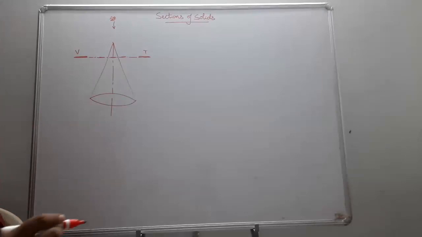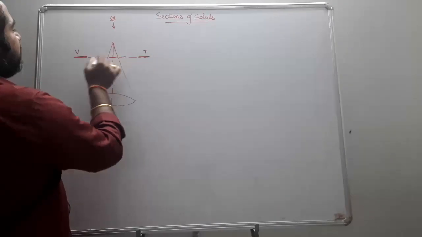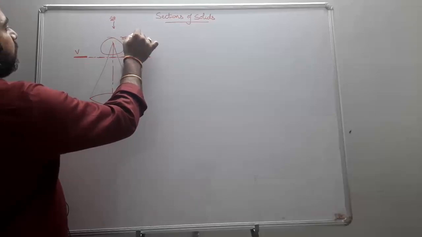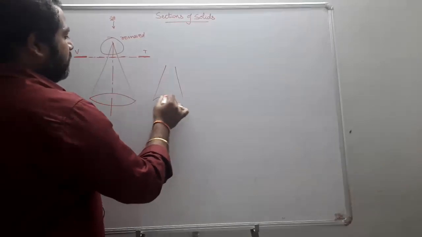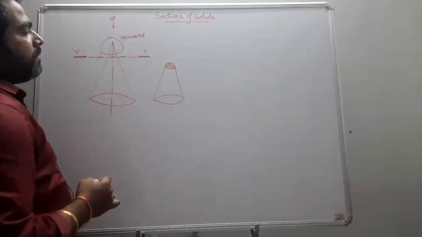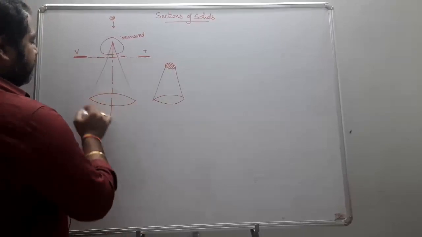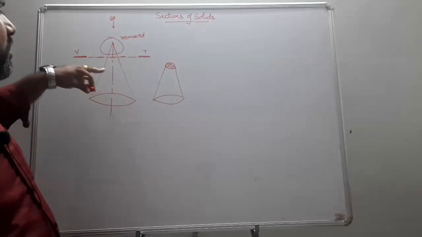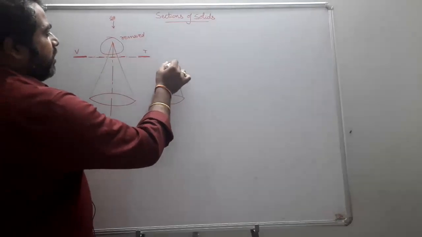Always remove the portion between the observer and the cutting plane. Here is the observer, here is the cutting plane, so this portion between the observer and the cutting plane is to be removed. Then you are supposed to see the base shape of a circle. Why? Because the base is a circle. When your cutting plane is parallel to the base and perpendicular to the axis, you obtain the shape as a circle.